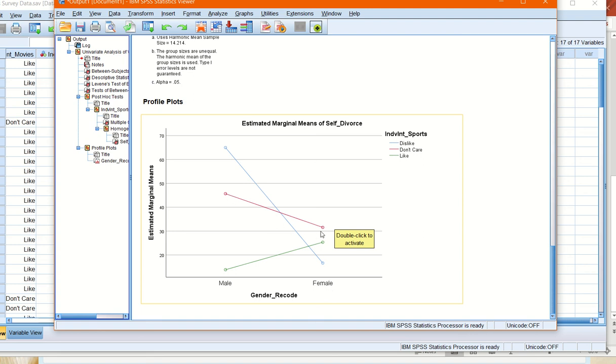So you can see here females were less likely to say that they didn't care about sports than males. But they also indicated there were more females who said that they liked sports than males. However, there were also more women who said that they disliked sports more than males. And really what you're seeing here is there are just more females in general in this class. And that's how you would perform a factorial Anova in SPSS.